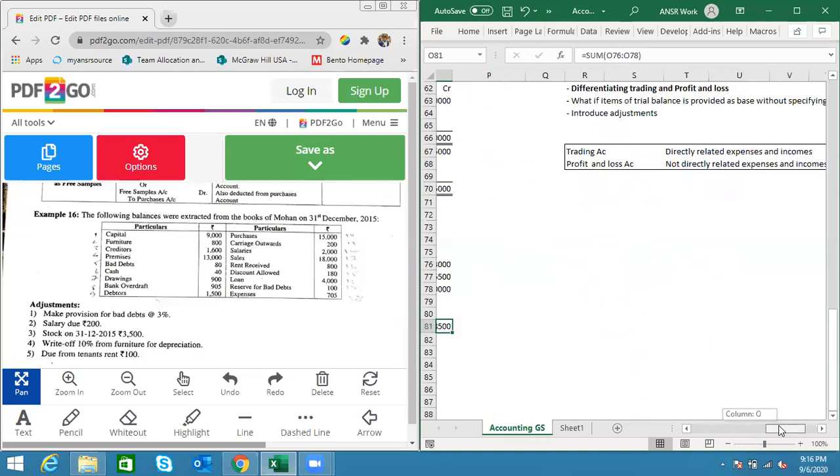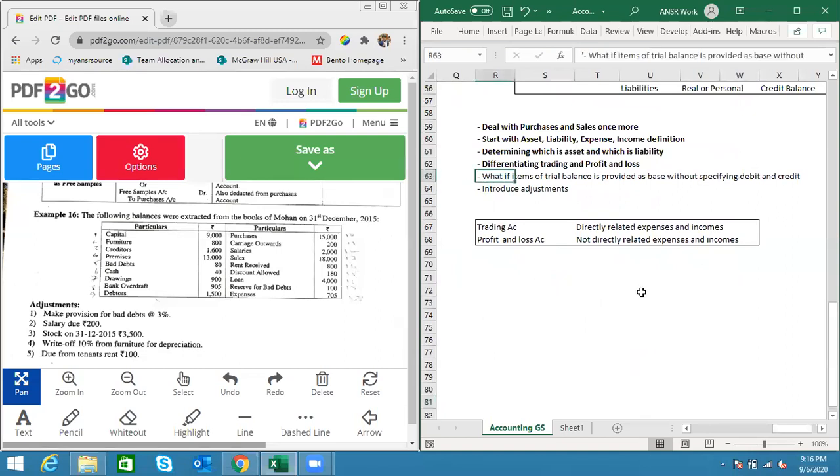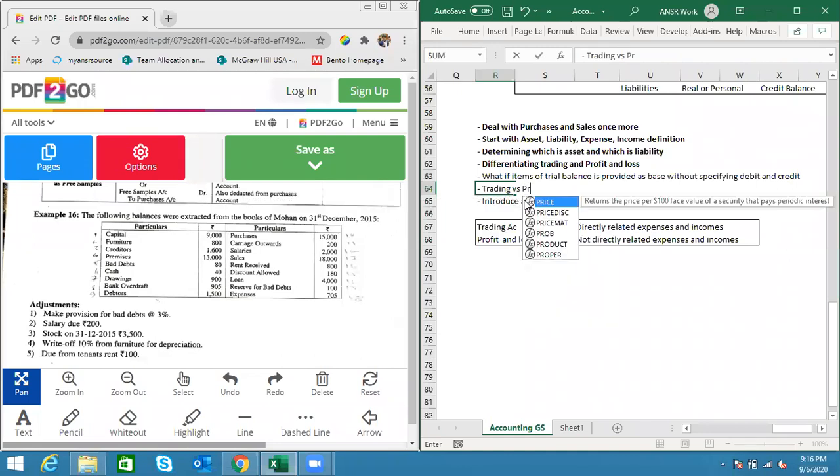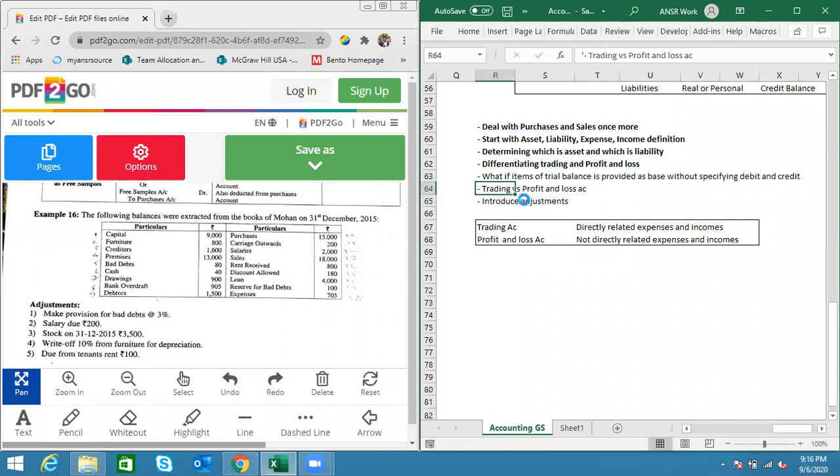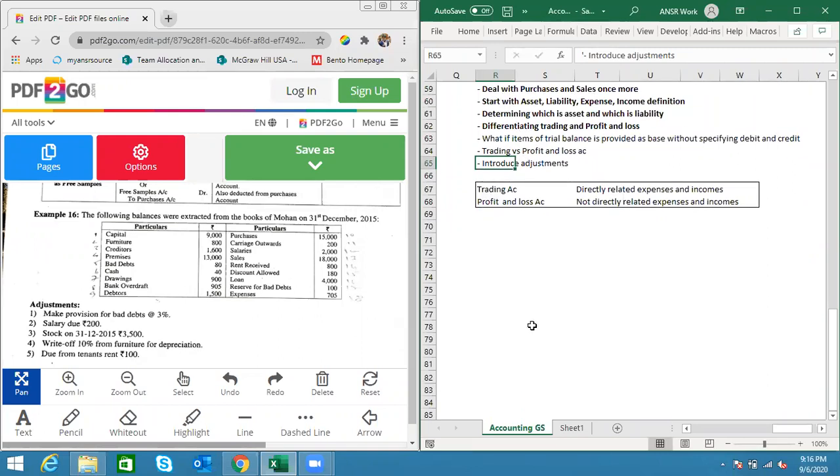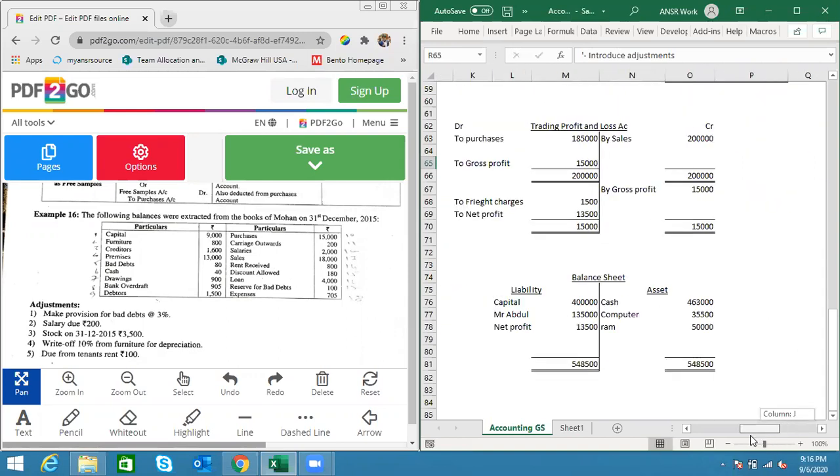Next time, like I said, I'll go through these two parts. If the trial balance is given as a base without specifying whether something is debit or credit, I'll cover that. And today I found out something else that I'll have to cover, which is whether something will go to the trading account and whether something will go to the profit and loss account. I'll also cover that. Then we will go to the adjustments, how the adjustments are, why those are, what to do when they are. Once we are done with that, then we will go to practice the questions.